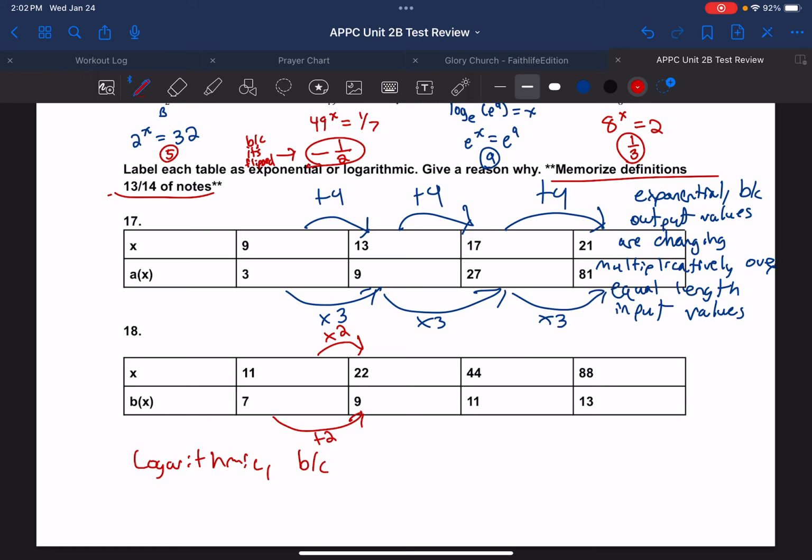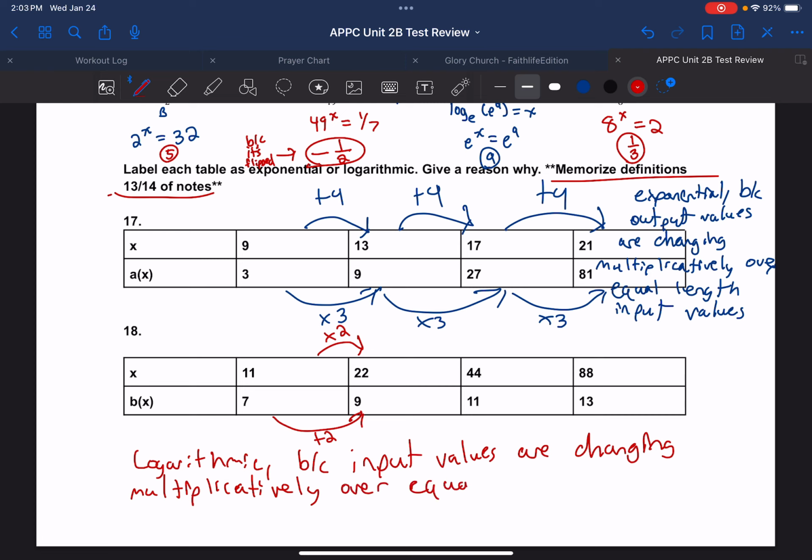because now it's the input values. It's the difference between the input and output values. So for exponential, the output values are changing multiplicatively, but now my input values are changing multiplicatively. I had to think about how to spell that for a second. It's a little bit of a longer word. So logarithmic because the input values are changing multiplicatively over equal interval output values.